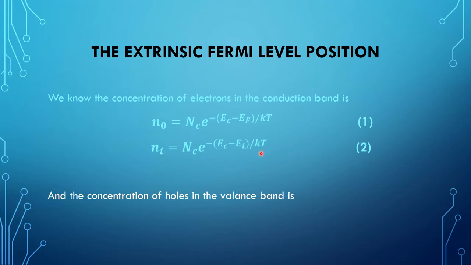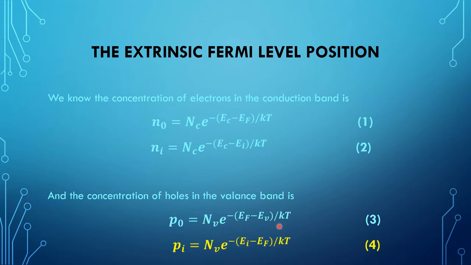So, what is the next equation? That is the hole concentration in the valence band. Similarly, we get P0 equals Nv e to the power minus (Ef minus Ev) divided by kT, and this is equation number 3. And this equation can also be written as pi equals Nv e to the power minus (Ei minus Ef) divided by kT, and this is equation number 4.